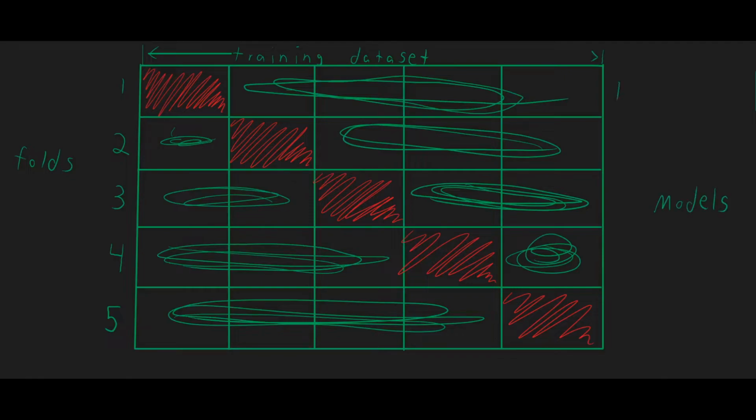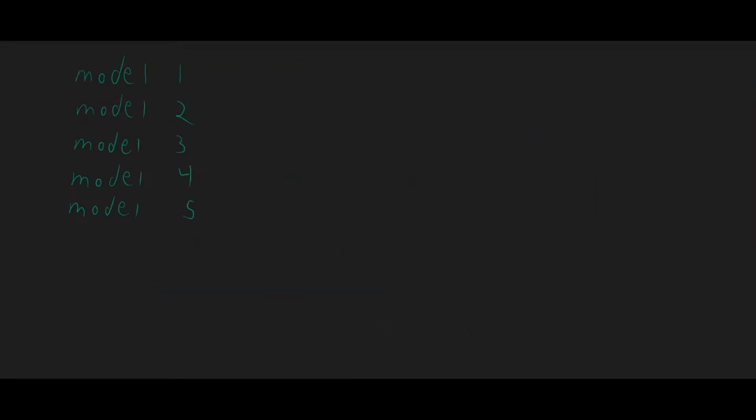Final note is that every fold is a different model that is being trained. So again, for 5-fold cross-validation, you are actually going to be training 5 different models, each on a different training dataset and a different validation dataset. One thing to note, though, is that we do not use these models in production.